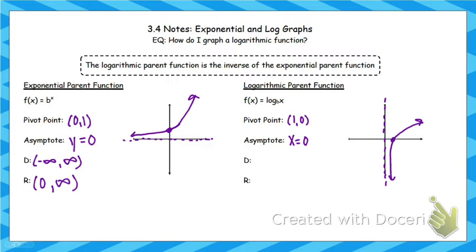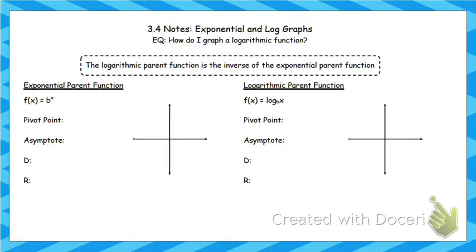So again, domain and range here are also going to be flipped. If you look at the domain, the asymptote here is stopping the domain. So my domain is from 0 to infinity, whereas my range is from negative infinity to infinity. So these two graphs are very similar, but again, the x's and the y's are flipped.